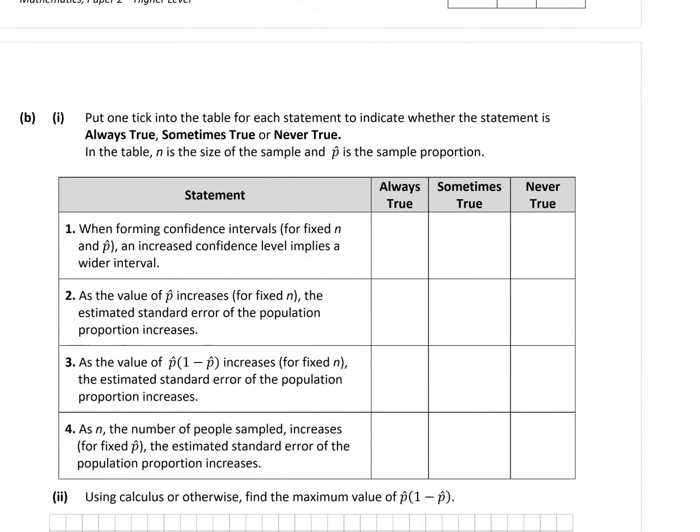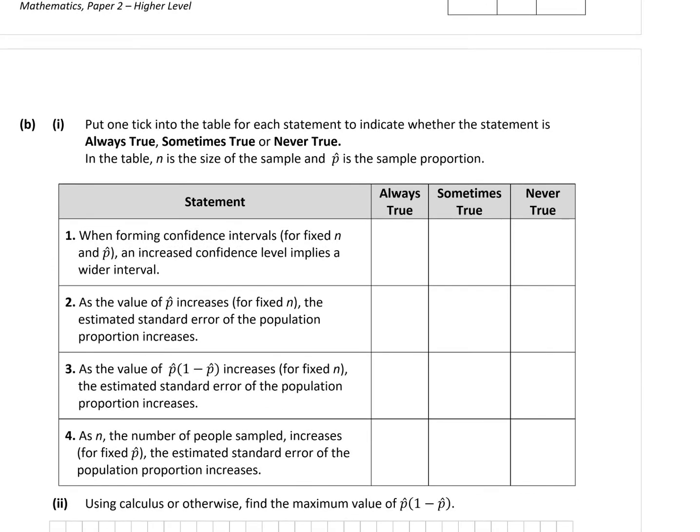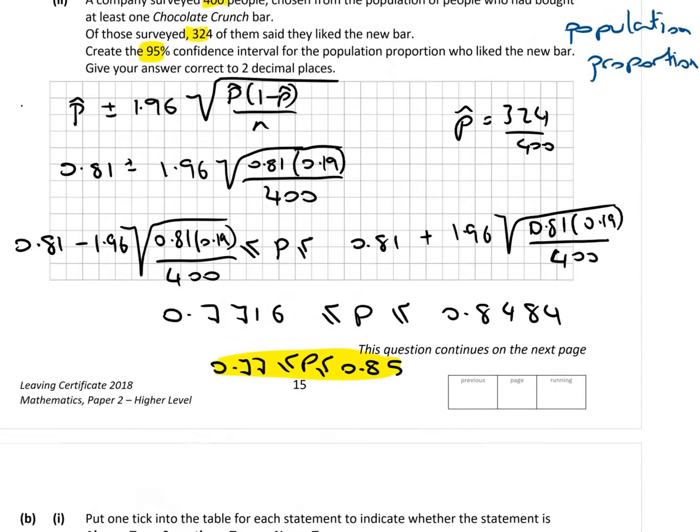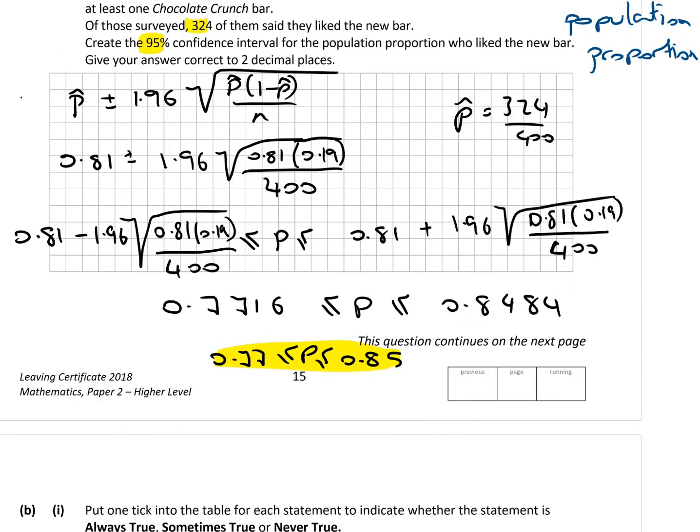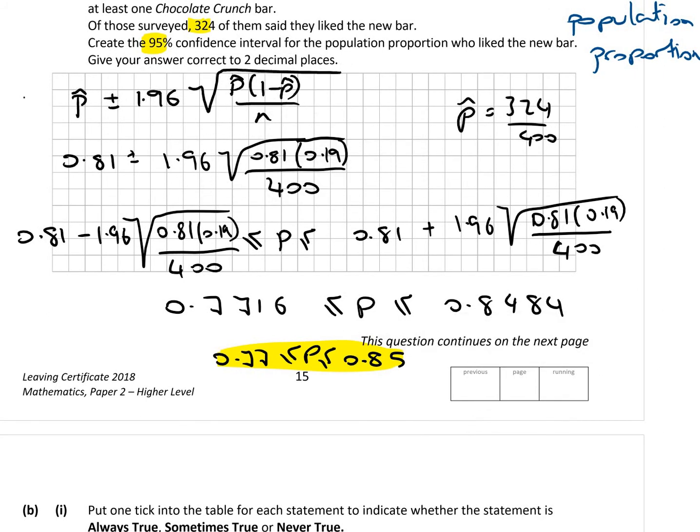Okay, put a tick into the table for each statement to indicate whether it's always true, sometimes true, or never true. So what we're going to do is I'm just going to bring this back down here.